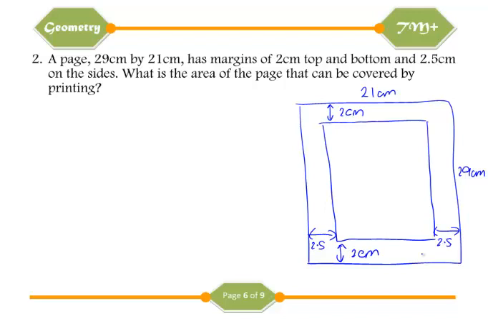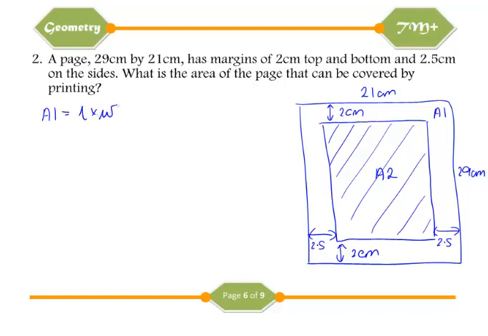What is the area of the page that can be covered by printing? Well, that would be this area here. Okay, so I'm going to label the outside area area 1, inside area area 2. So area 1 is length times width, so 21 times 29. I just figured out you could do this a different way as well. But anyway, we'll keep going with this way. So 21 times 29 is 609. We don't actually need to do it this way.